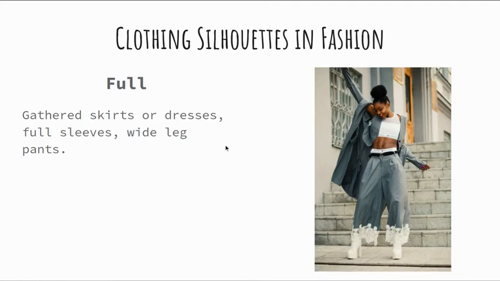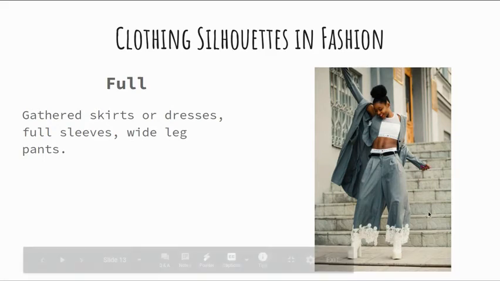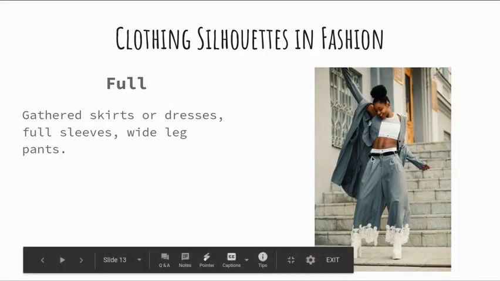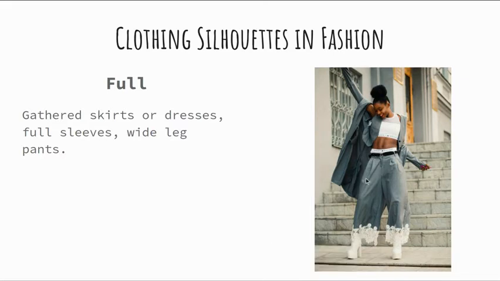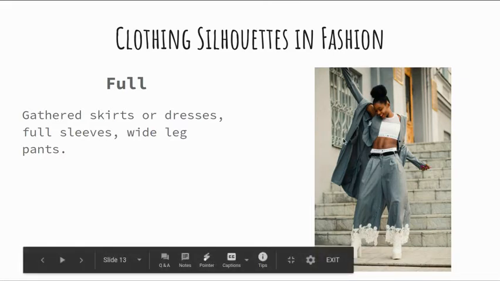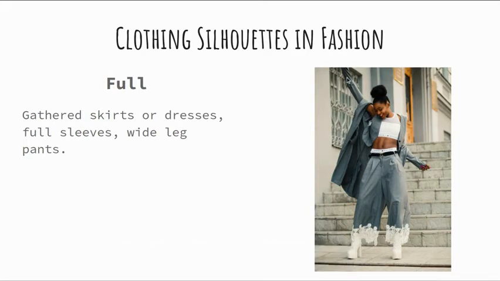The full, we tend to have gathered skirts or dresses, really long full sleeves, and then usually a wide pant leg. So that's kind of what we're seeing here, it's tighter right here, and then it's a wide pant leg that goes all the way down. The jacket also hangs off a little bit bigger too, and you can tell that the sleeves, though they're thin, they're not super defined on her arms. So she still has a lot of wiggle room in her sleeves. So if you were combining the bell and the natural, it would produce a full.